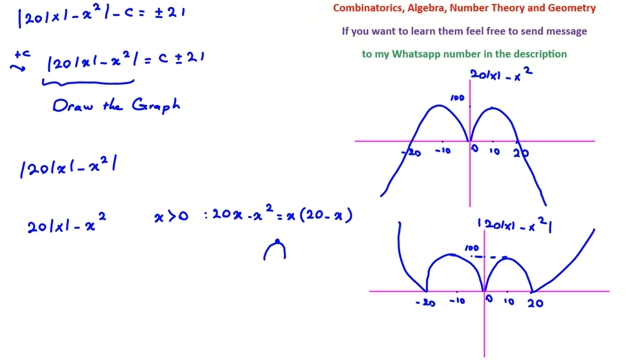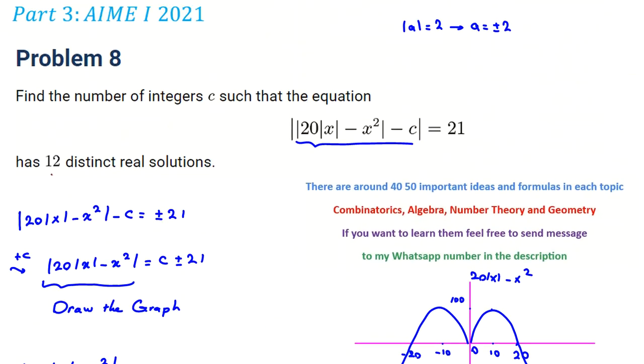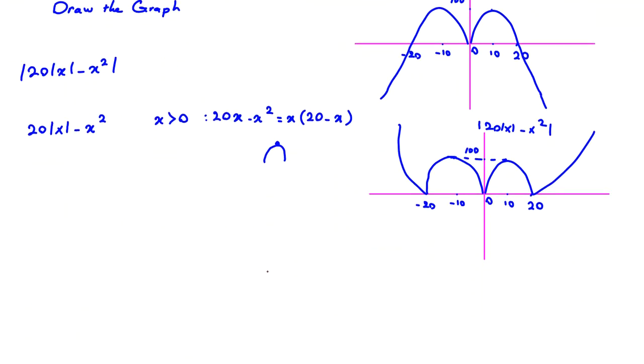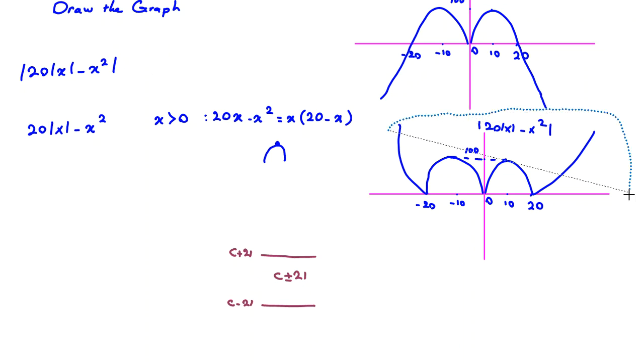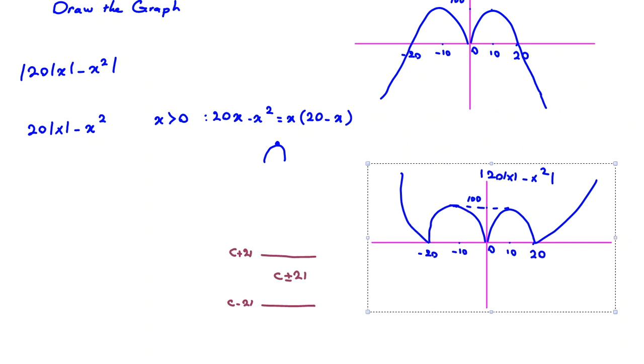Now the problem says, we want to find for which C we have 12 distinct real solutions. So we know this part, we drew this graph equals C plus minus 21. So now C plus minus 21 will be two horizontal lines, C plus 21 and C minus 21. We want to have 12 distinct solutions. Let's analyze the number of solutions for each horizontal line.